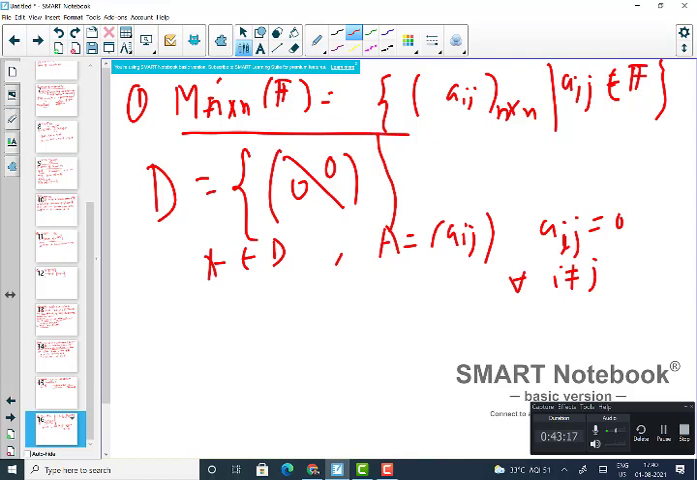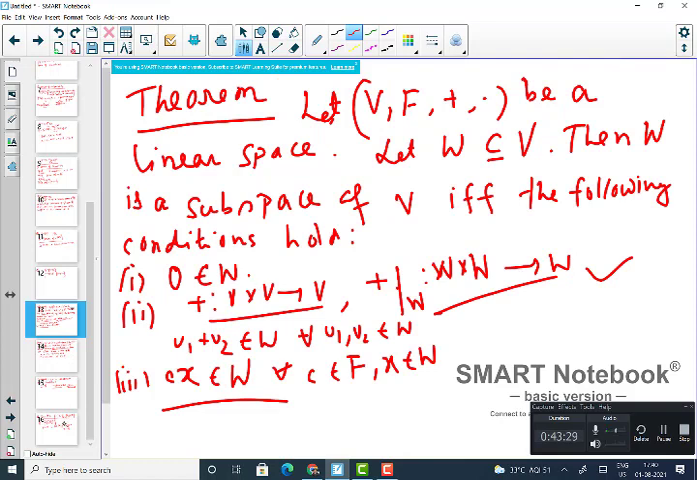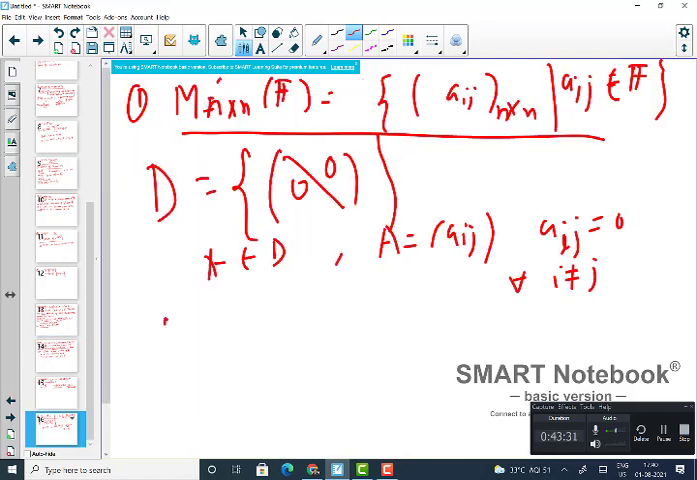The original matrix set is a vector space, which I already proved for any m cross n matrices. Now this is also a vector space. Why? Because see again, condition 1, the 0 vector is there, and that is nothing but the 0 matrix. So the 0 matrix is 0, 0, 0, 0, everything is 0. And if we add two diagonal matrices, again it will be diagonal. If we multiply by a scalar, again this will be a diagonal matrix, right? So that is obvious. This is one example I just wanted to discuss.